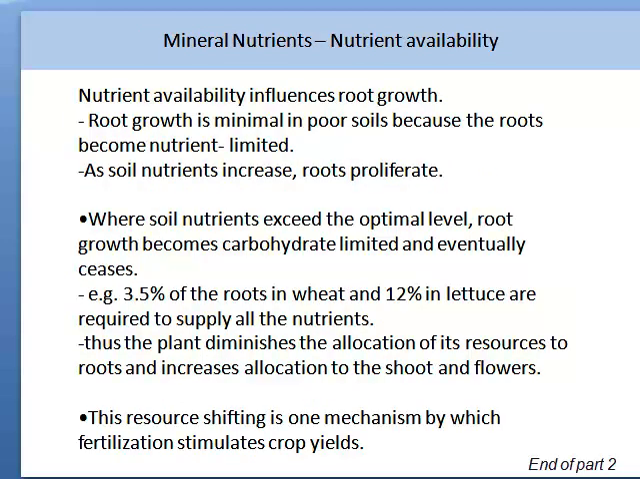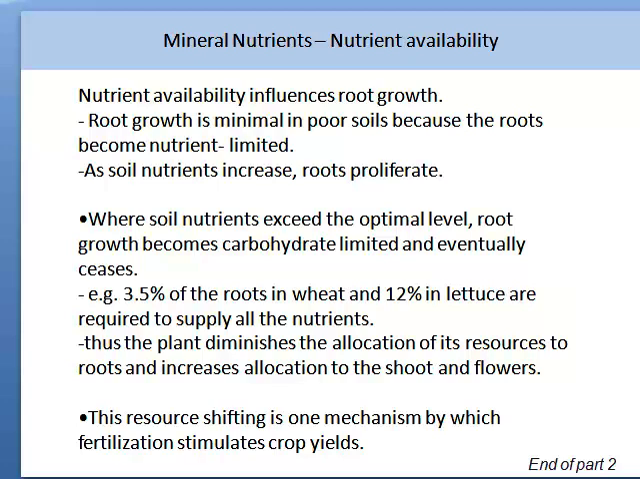Nutrient availability influences root growth. Root growth is minimal in poor soils because the roots become nutrient limited. As soil nutrients increase, roots proliferate. Where soil nutrients exceed the optimal level, root growth becomes carbohydrate limited and eventually ceases. To give you some examples, 3.5% of the roots in wheat and about 12% of the roots in lettuce are required to supply all the nutrients.